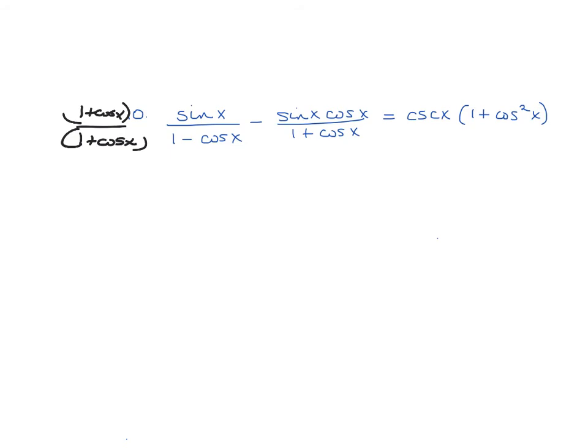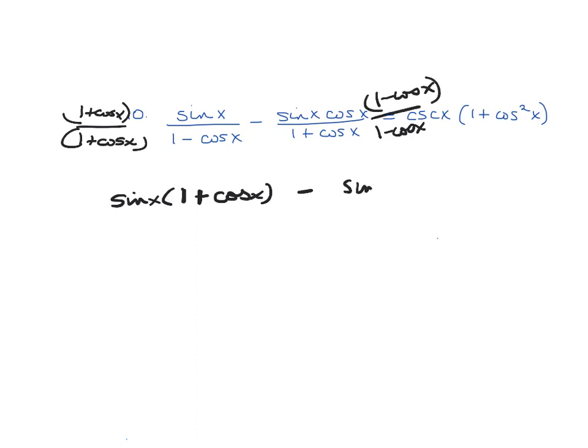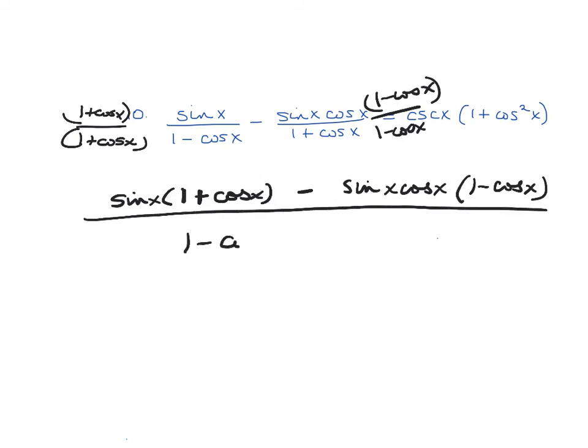Let me just go ahead and write it next to it. So it's going to be sine x, and I'm going to distribute it to the 1 plus cosine x. And then over here, this side is missing the 1 minus cosine x. So over here, I'm going to distribute sine x cosine x to that. Now my denominator is kind of long, so I'm just going to write it underneath both. So 1 minus cosine x, 1 plus cosine x.